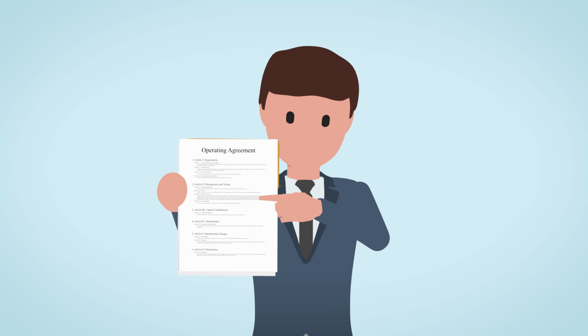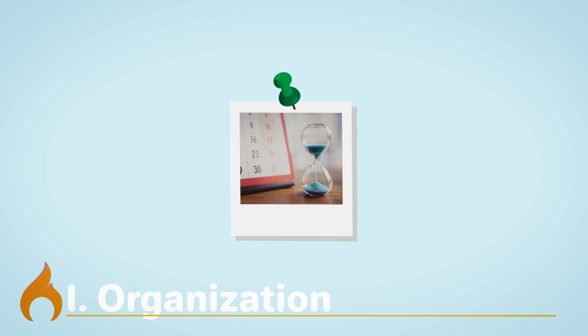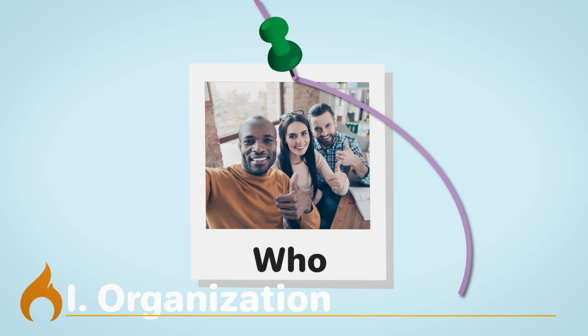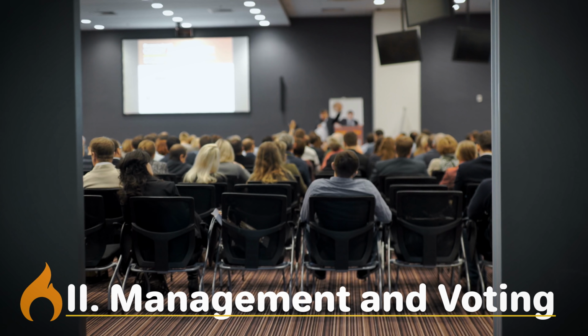There are 6 main sections of an operating agreement. Organization outlines when and where the company was created, who the members are, and how the ownership is structured.